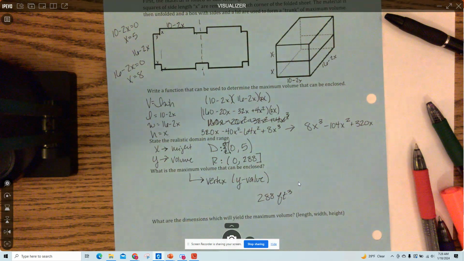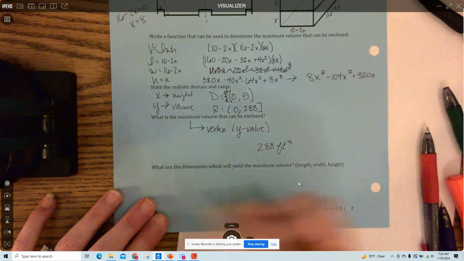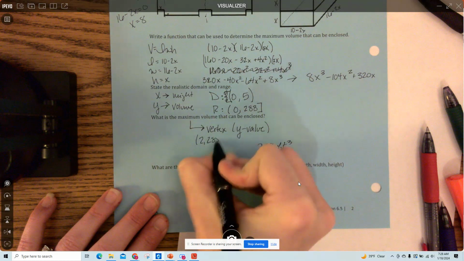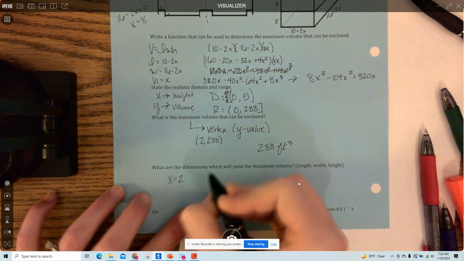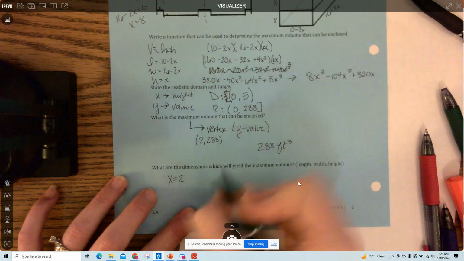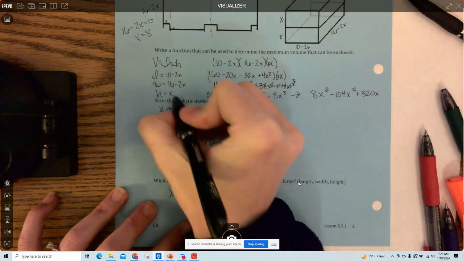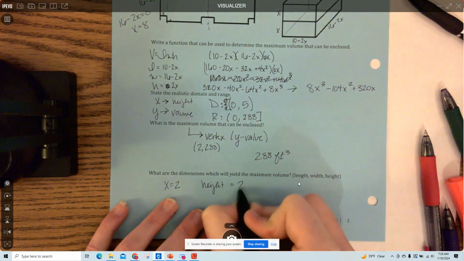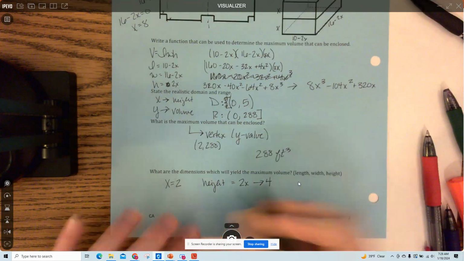Okay, so what are the dimensions which will yield the maximum volume? So we just looked at that, and that vertex was at 2, 288, which means x equals 2. So my height, and so same with this. This is where I messed up in this. Should have been 2x. My height is 2x. So 2 times x would be 4.